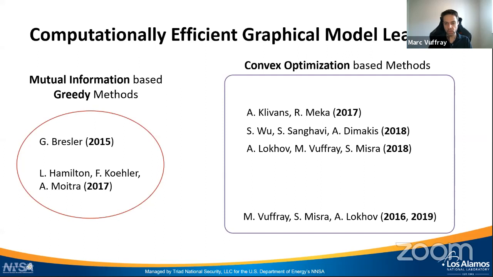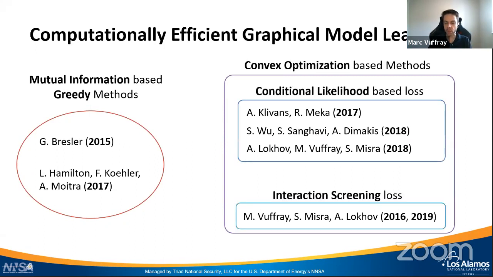So later there was a new body of work looking at convex optimization based methods. Most notably the one by Adams and Raghu, and our work looking at different loss functions to study graphical model learning. These losses are in fact optimal both in the number of computational steps you need to do and also in the number of samples, and you get rid of this double exponential problem. You have two families here: conditional likelihood based losses, and the one I will describe now, the interaction screening loss, which is a different loss than conditional likelihood.